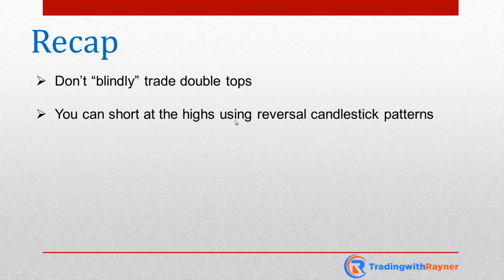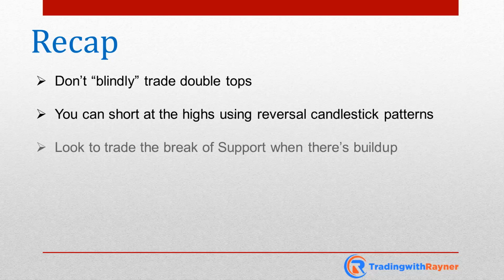Number 2, you can short at the highs of double tops using reversal candlestick patterns, like shooting stars, engulfing patterns, and stuff like that. Number 3, look to trade the break of support when there is a build-up formed. This means, as I've shared earlier, that during your double top, you can identify the area of support, the swing low, and wait for a build-up to form so you can have a tighter stop loss. It also increases the odds of your trade, because traders will be long and they will just put their stop loss below the low of support. And if the market breaks down, you can be assured that this cluster of stop losses will get triggered, which will fuel further selling pressure.